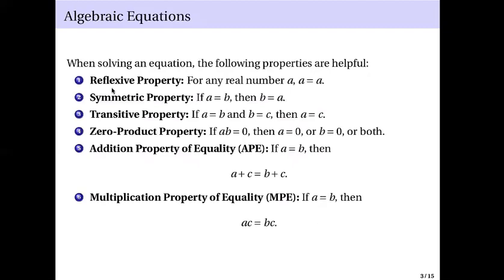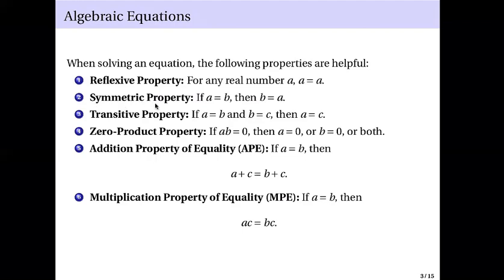So first, we have the reflexive property. This means for any real number A, A is equal to itself. Reflexive, it's a reflection of the number. So 1 is equal to 1, 0 is equal to 0, 2 is equal to 2, etc. So A is equal to A. That's the reflexive property.